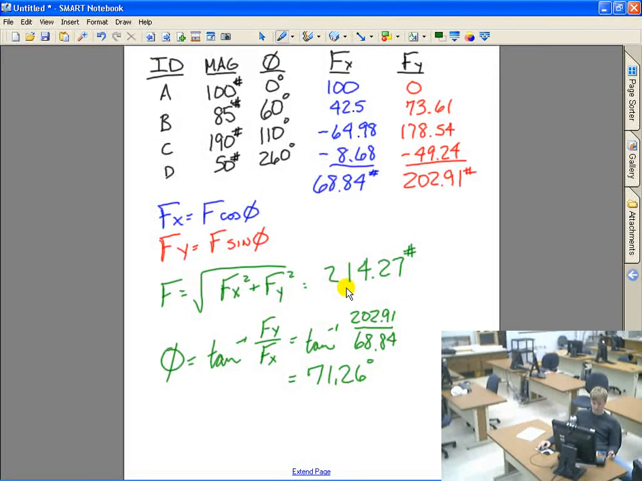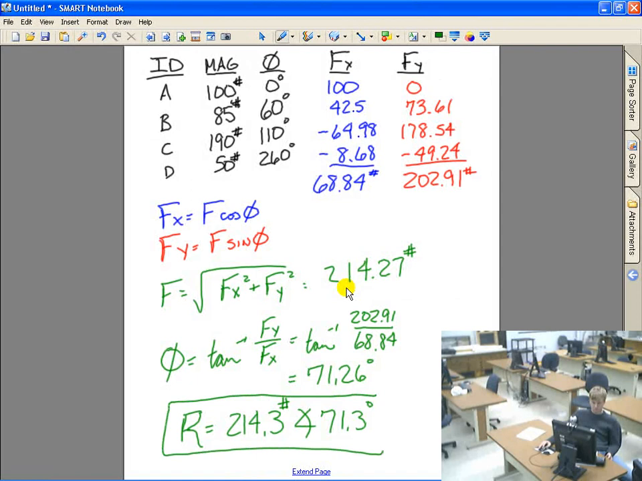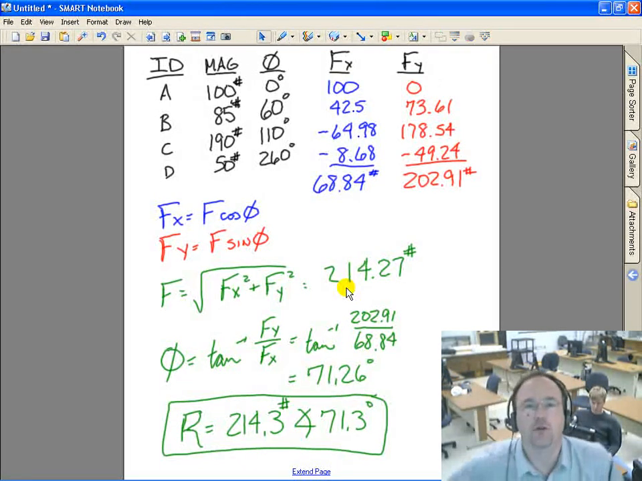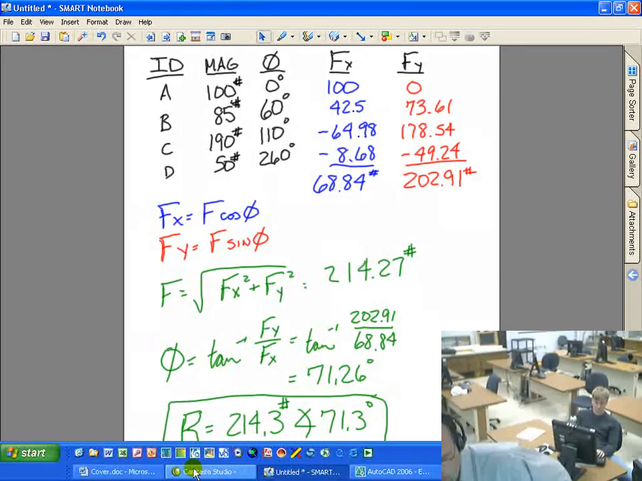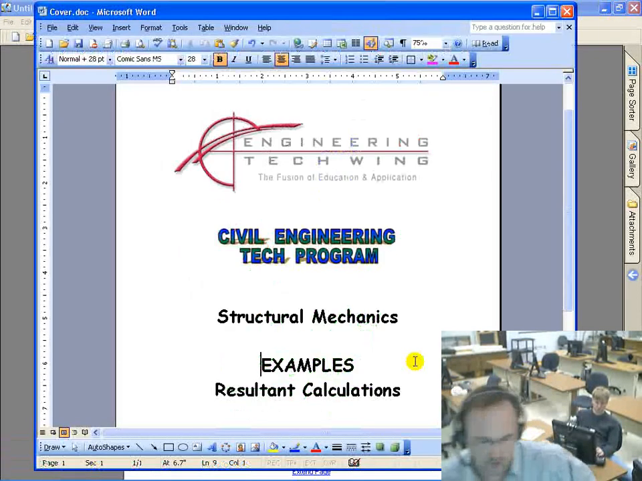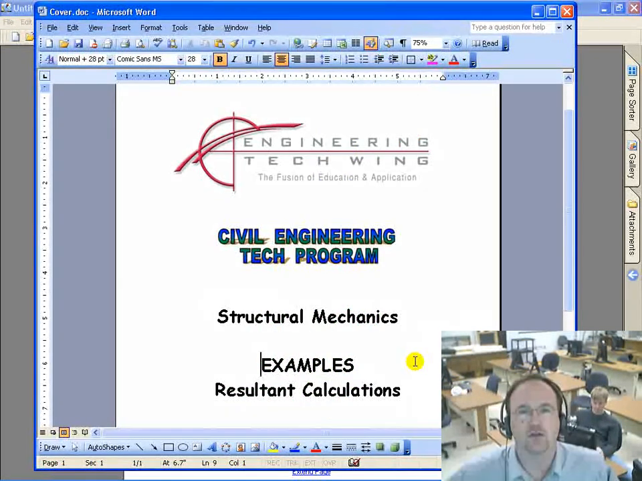So our resultant F is equal to 214.3 pounds at an angle of 71.3 degrees. And we solved that both using the graphical method and the table method, which is pretty cool. So this concludes an example of how to calculate the resultant both graphically and using the table method.